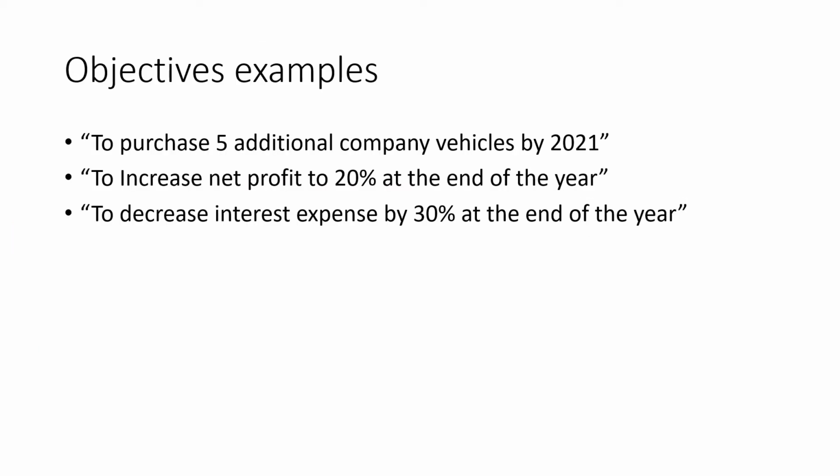So here are some examples of objectives. Okay, to purchase additional 5 company vehicles by 2021. Okay, first question, is it specific? Yes, it is specific. What does the company want to do? They want to purchase 5 additional company vehicles. Is it measurable? Yes, of course, you can measure it. Okay, how many do they want to purchase? They want to purchase 5 additional company vehicles. There is a yardstick. There is an indicator.